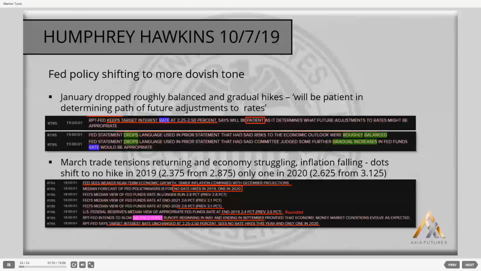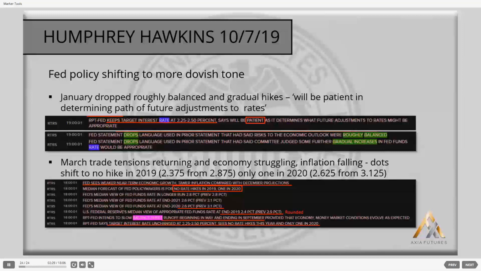In March, trade tensions had been returning, the economy is still getting worse, and inflation is still falling. The big focus here, now remember this is a quarterly meeting, the Fed then shifted the dots here. And the shift in dots was quite significant. We saw a shift in the dots to suggest that there would be no hike at all in 2019. This is a shift from December, where we were expecting 2 hikes for 2019.